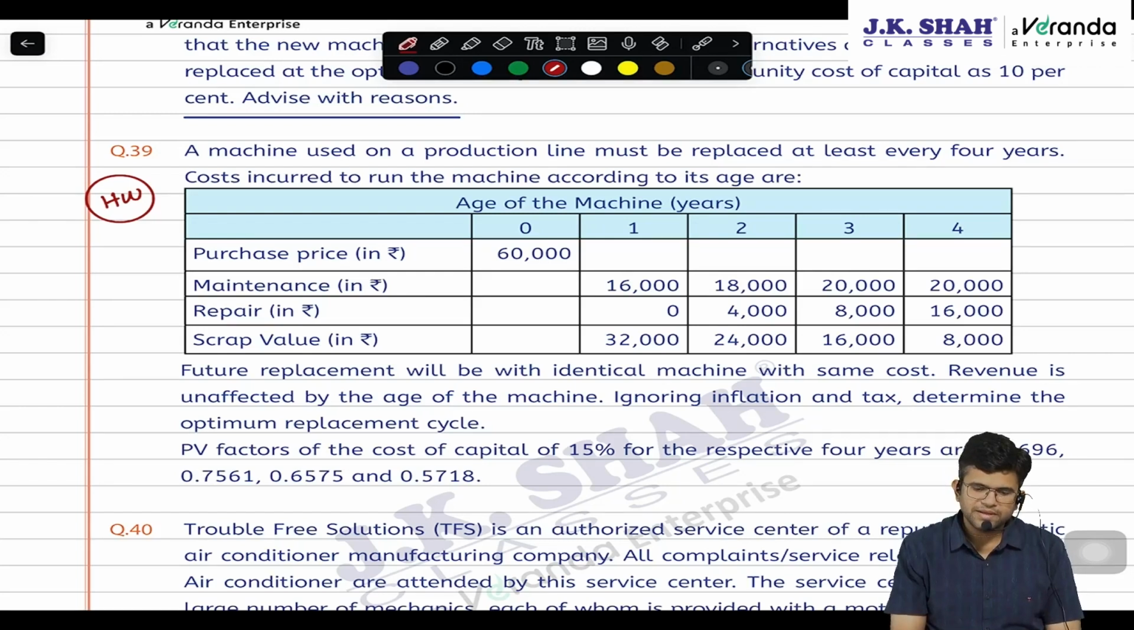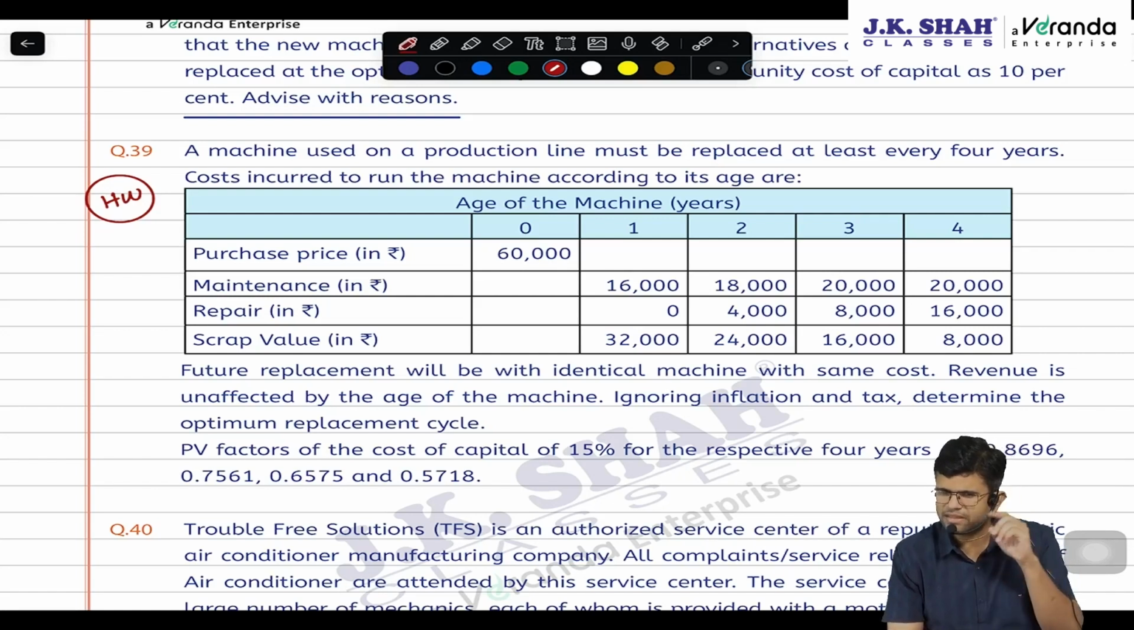Either you can replace after 1 year, or 2 years, or 3 years, or 4 years. Can I say this is a replica of that 13th question we did earlier? There only 1, 2 and 3 were there. Here the 4th year also is there. Repairs and maintenance, add everything. Hello, everyone there? You will be able to solve this. Okay, this is a homework.